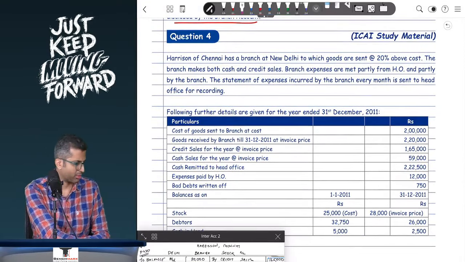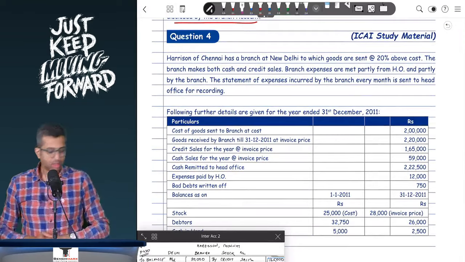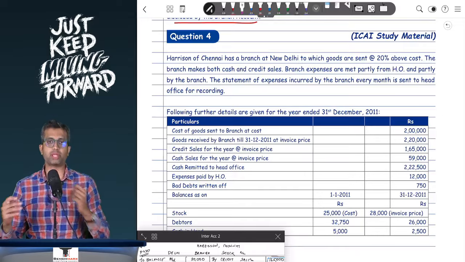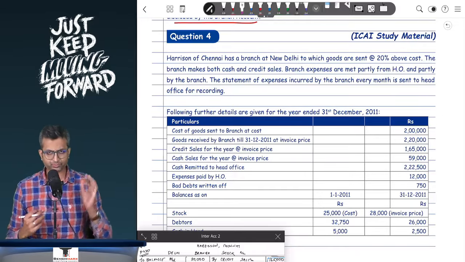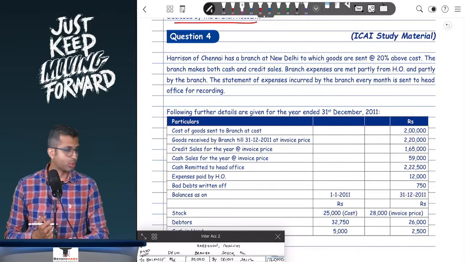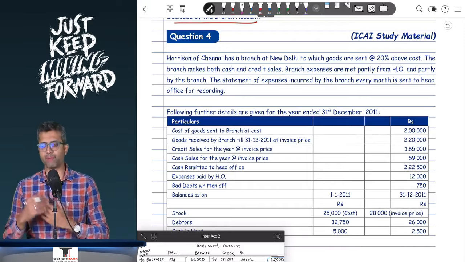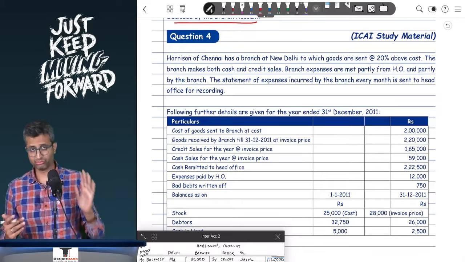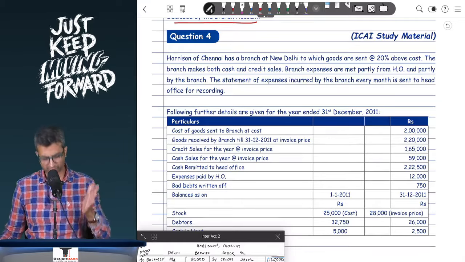So let's go to question number 4, please. So before you do question number 4, there will be an adjustment on loading. Loading means the goods of 100 rupees are sold by the head office to the branch or transferred from the head office to the branch at 120. That is the invoice price.